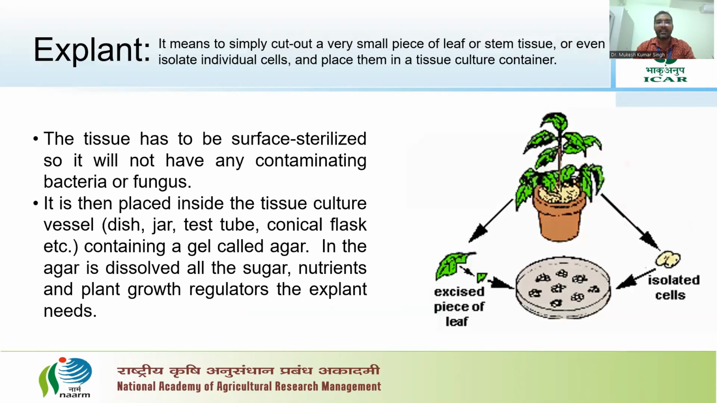Now, what is an explant? Explant means cutting out a very small piece of leaf or stem tissue, or even isolated individual cells, and placing them in a tissue culture container. It is known as an explant. Or we can say an explant is any part of a plant which is used to inoculate in artificial medium for regeneration of a new plant. First of all, we do surface sterilization of the explant, and after that it is inoculated in artificial or nutrient media for regeneration.